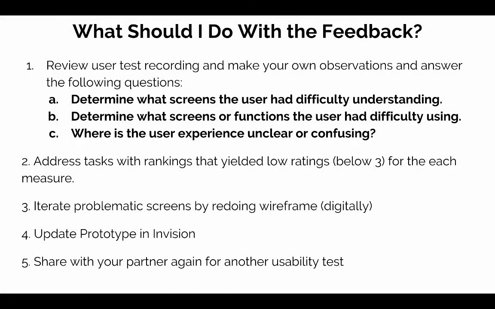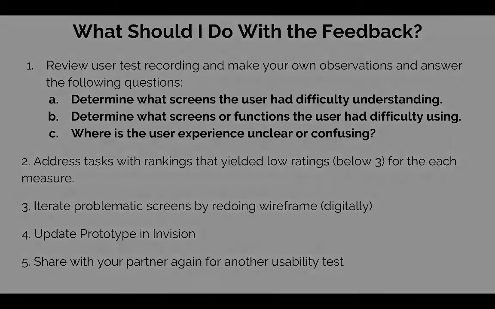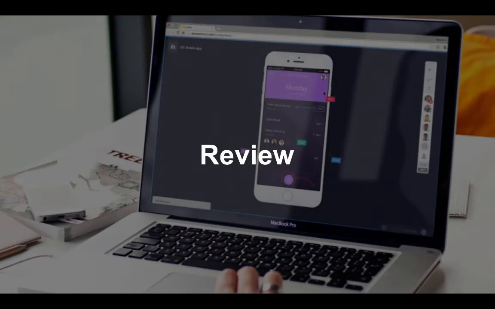So what do you do now? As part of your final project, you will take your notes and address tasks that yielded low ratings and iterate your wireframe screens that prove to be problematic. Other issues you may need to address are adding missing screens in your app flow or adding hotspots missing in your prototype. Once you've updated your prototype with new screens and hotspots, you can share it with your partner again for another user test.